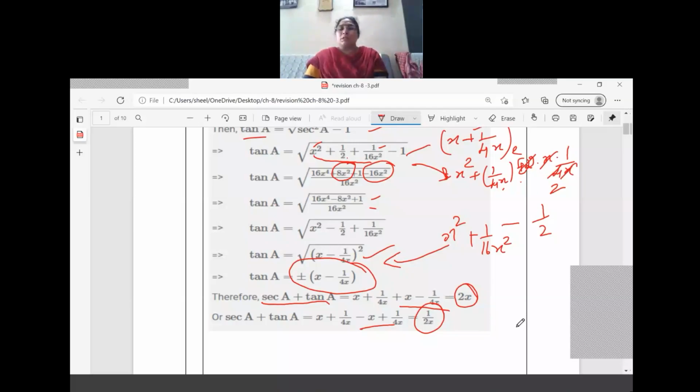Now according to the question, we have to find the sum of sec A and tan A. So sec A plus tan A equals x plus 1 by 4x plus x minus 1 by 4x, which equals 2x, and x plus 1 by 4x minus x plus 1 by 4x, which equals 1 by 2x only.